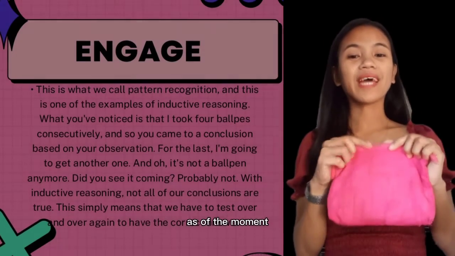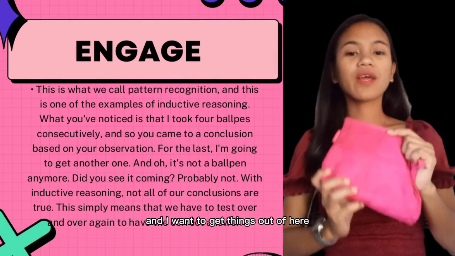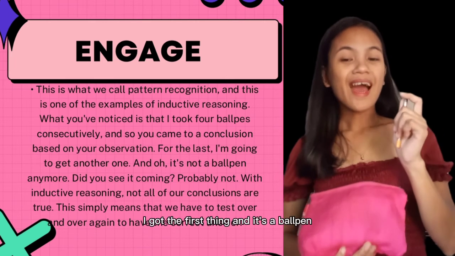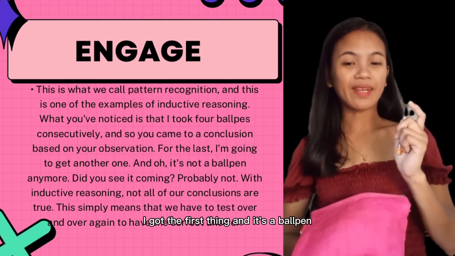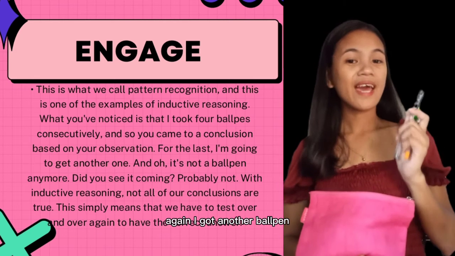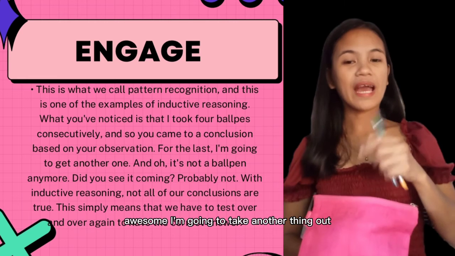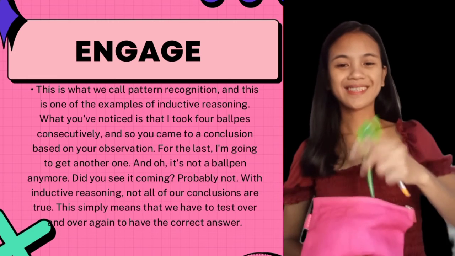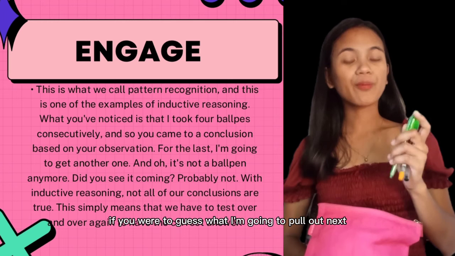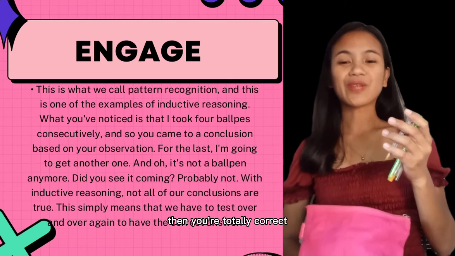As of the moment, as you can see, I am holding a pouch right now, and I want to get things out of here. So here's what I've got. I get the first thing, and it's a ball pen. Okay, let's have something else. Again, I've got another ball pen. Awesome. I'm going to take another thing out. And yes, it's still a ball pen. If you were to guess what I'm going to pull out next, and if you're going to say ball pen, then you're totally correct.